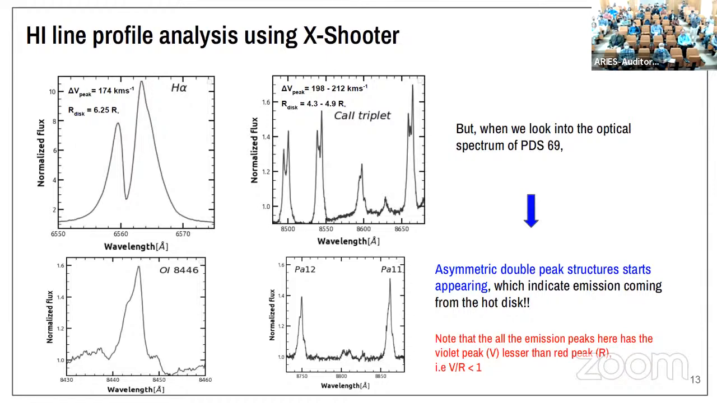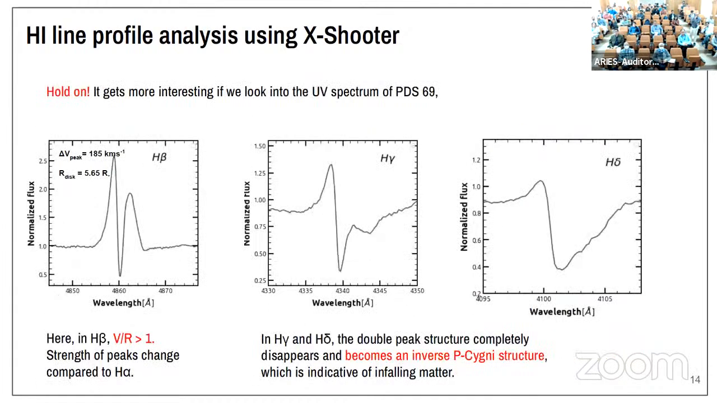So if we can somehow model this using H gamma and H delta, scale it to H alpha's intensity and subtract it from that, we'll get two different intensities coming from different regions. So that's what we will be trying.